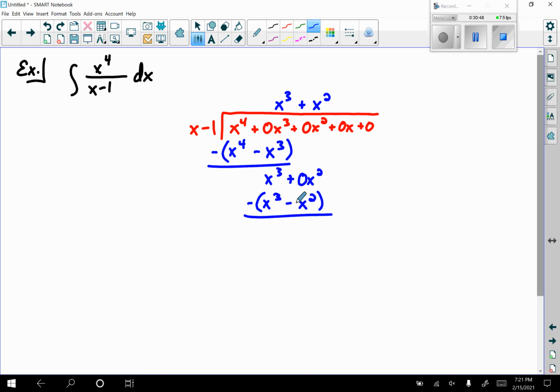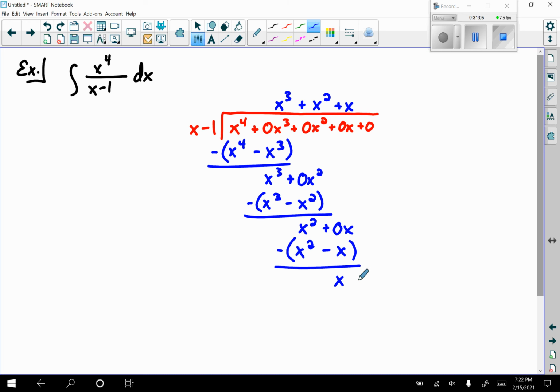0 minus a negative x squared becomes positive x squared. Then I bring down the 0x. x times what is x squared? x. So x times x is x squared. Then I get a minus x. Subtract. x squared minus x squared is gone. 0 minus a negative x is x.